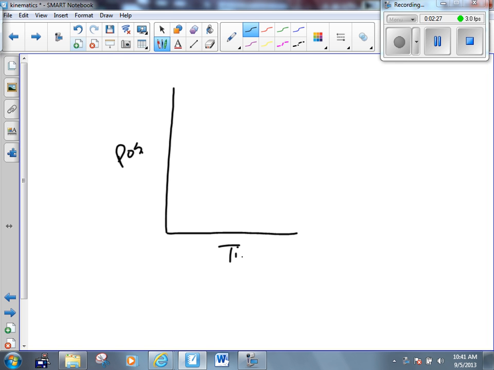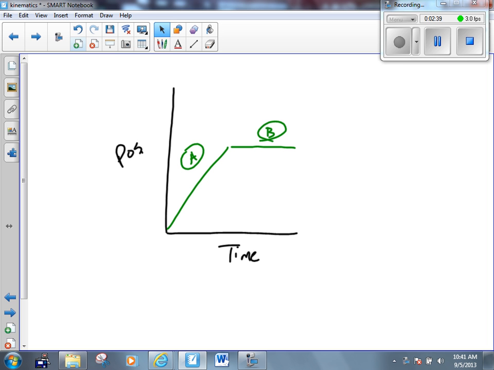What if I give you a position time graph that looks like this? Make it a little bit bigger this time. A position time graph that looks like this. And I asked you in the first stage, we'll call it stage A, to find the velocity of it. The velocity of stage A, the entire stage. Anybody know how to do it?